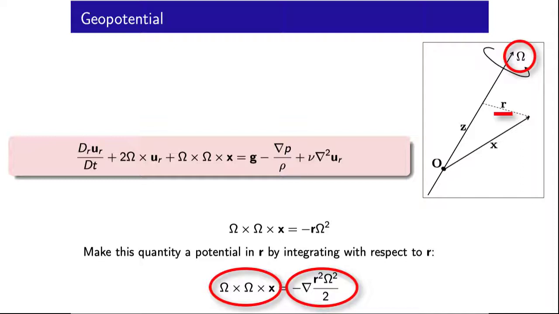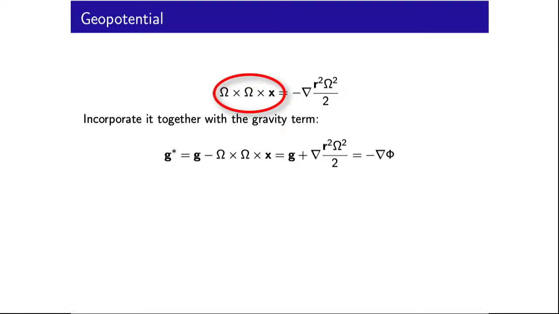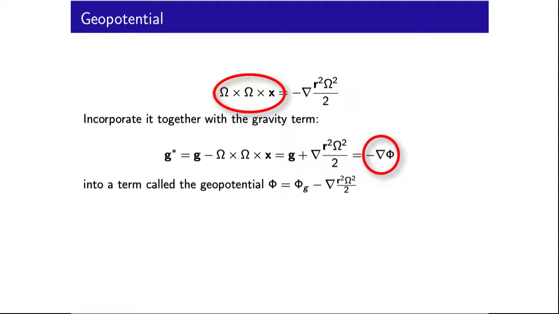Recall that there is another term in the Navier-Stokes equation that is also a potential in R, gravity. As a potential in R, the centripetal term can now be combined with the gravity term to define a geopotential term, phi, where phi g represents the gravitational potential.